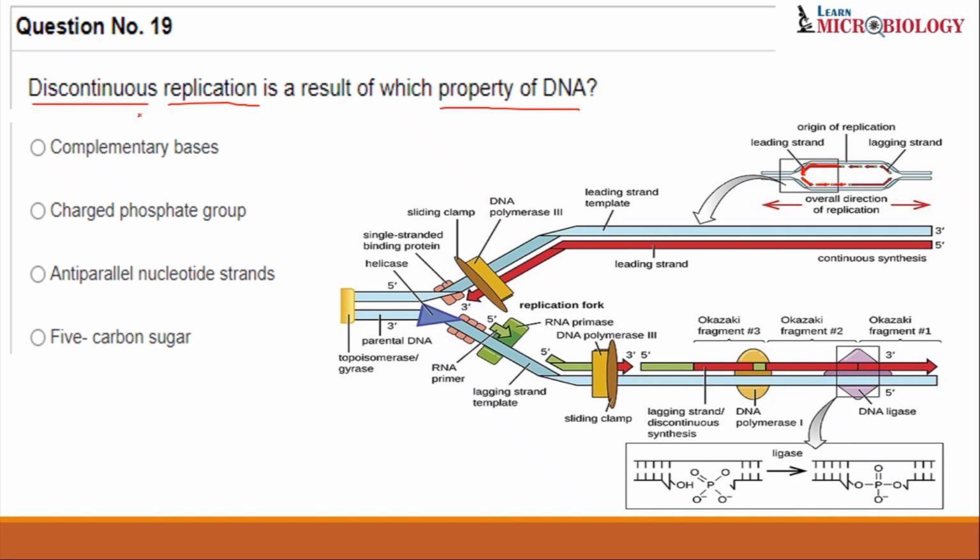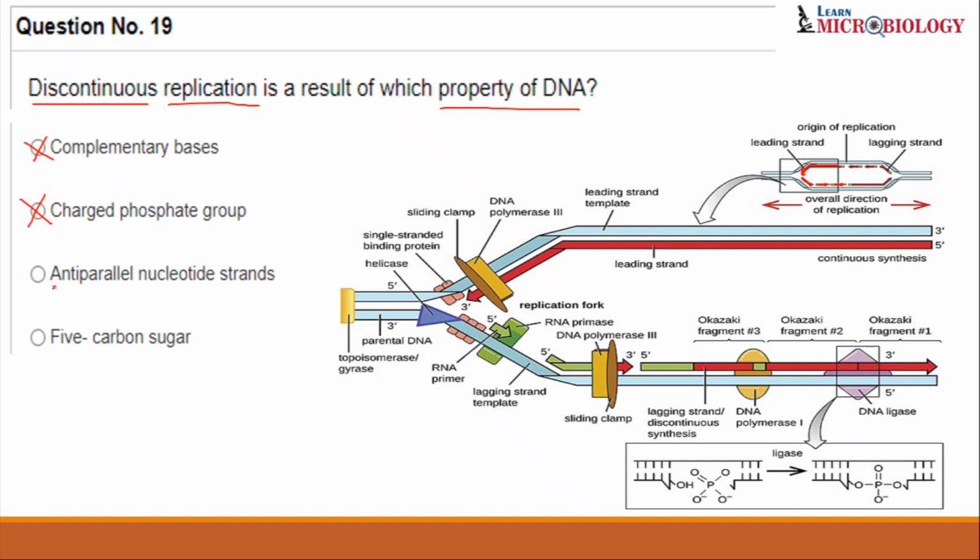Now can you guess because of which property our DNA replication is discontinuous? Is it because of complementary bases? Bases are not at all involved here, because they don't affect replication. Whatever the base will be, the complementary one will be added to it, so it is not a problem. Charged phosphate group, again there is no involvement of the charged phosphate group. Whatever it may be, it is not going to affect your replication.